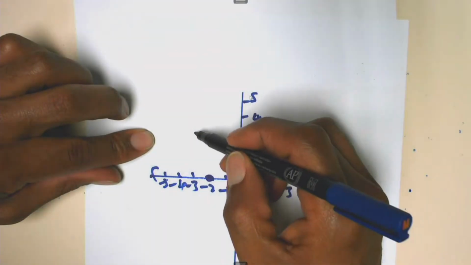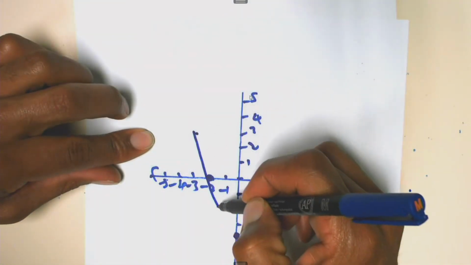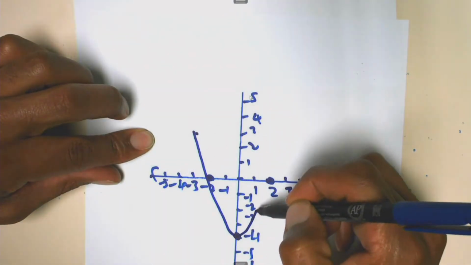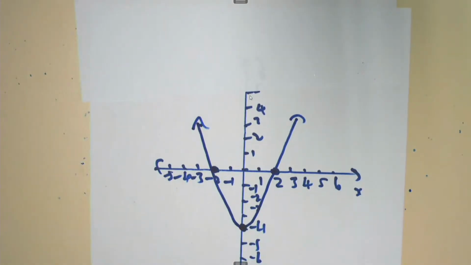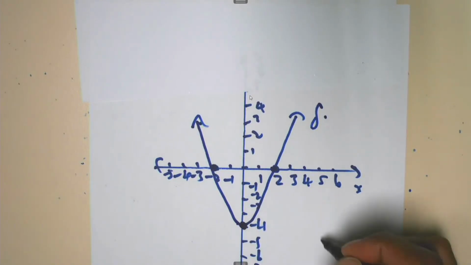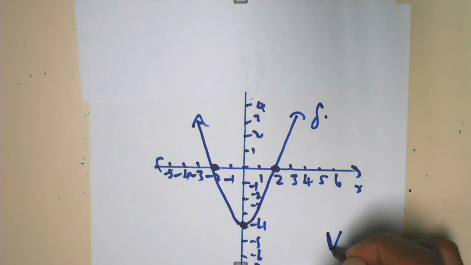Then the graph looks like this. Then there's a turning point there. Then the graph goes up. Here we are. That is a quadratic. That is a graph of f. Please, your turning point, this is not a turning point.